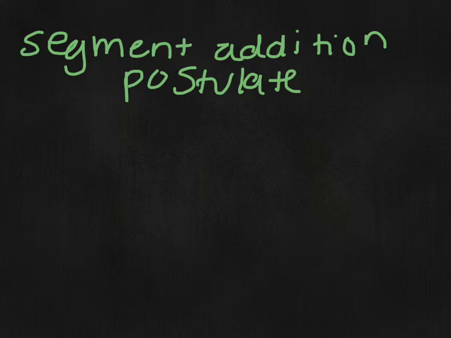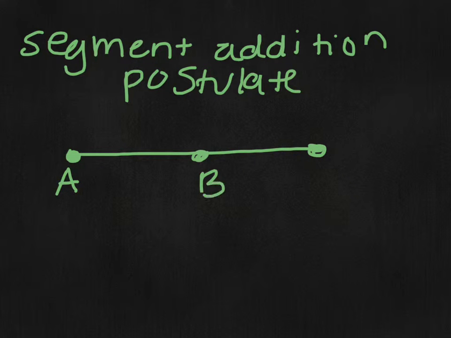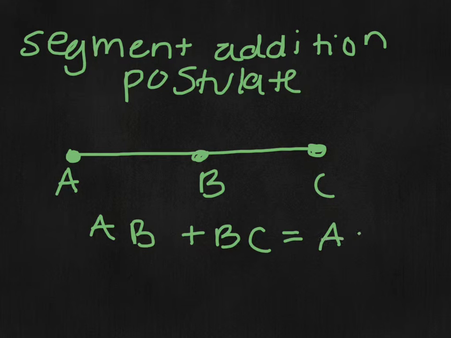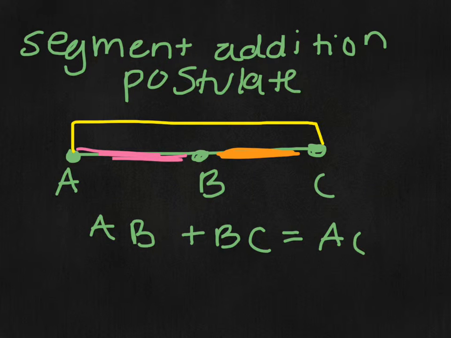And the segment addition postulate states that 3 points are collinear. So A, B, and C. And B is a point in between. Not directly in between, just anywhere in between. Then AB plus BC equals the whole entire segment. So this segment plus this segment equals the whole entire segment. Okay?